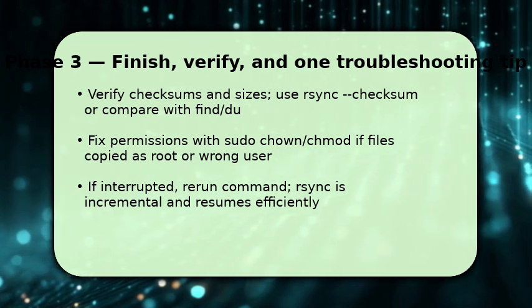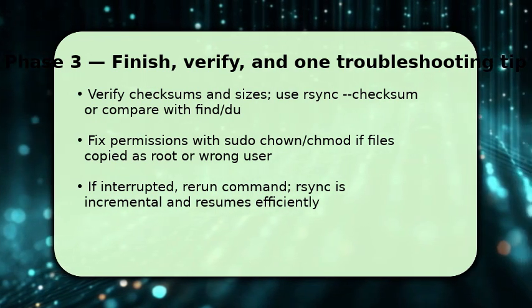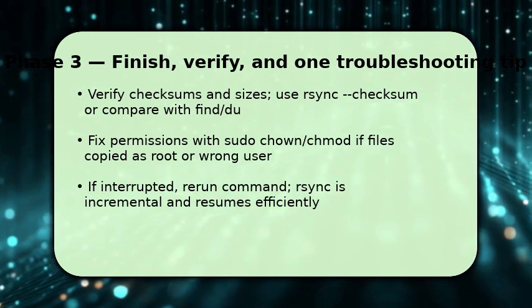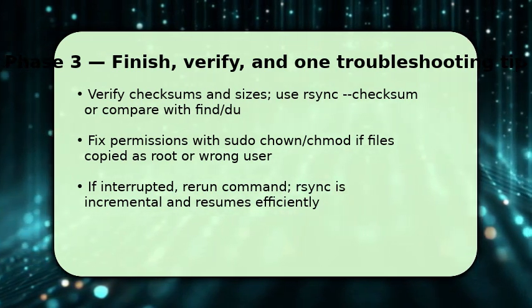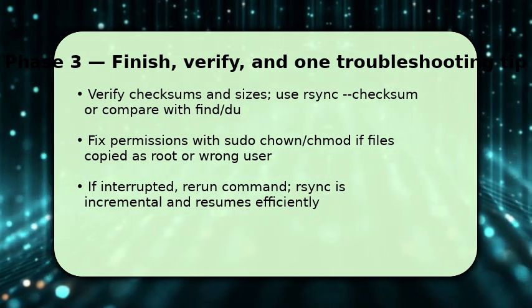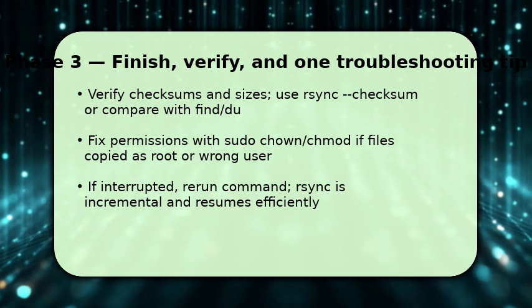If the transfer was interrupted, rerun the same rsync command. It resumes incrementally, copying only changed parts. One key troubleshooting tip. If SSH auth fails, test ssh -vvv user@desk to inspect key negotiation. Fix known hosts, key permissions, or agent forwarding before repeating the sync.